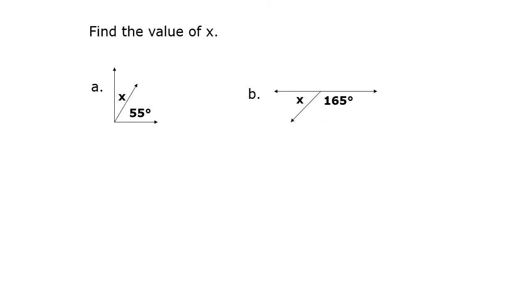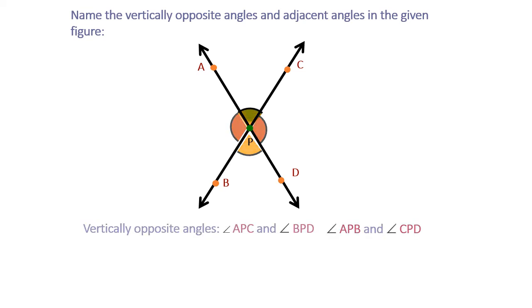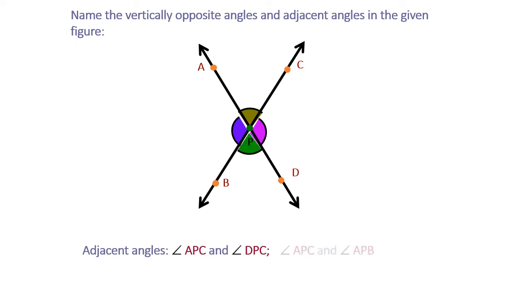And here the sum is 180, so x plus 165 is equal to 180 degrees, and accordingly you can find x is equal to 180 minus 165. Please subtract and find out the exact answer. So these are the examples of opposite and adjacent angles. One more example, you can observe the different color.